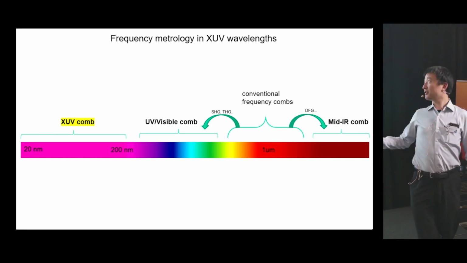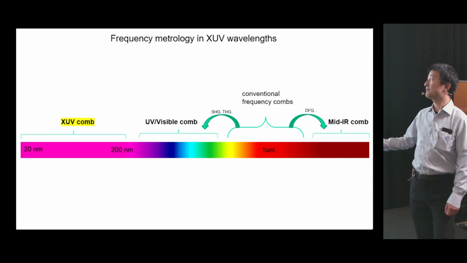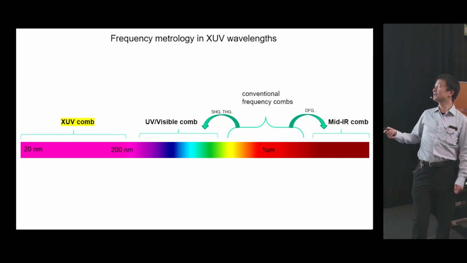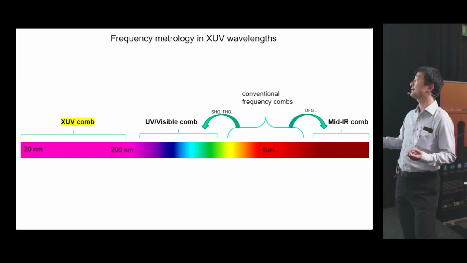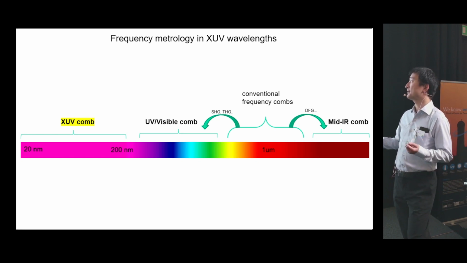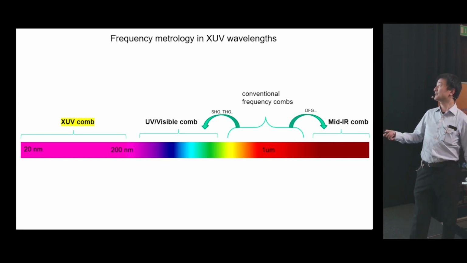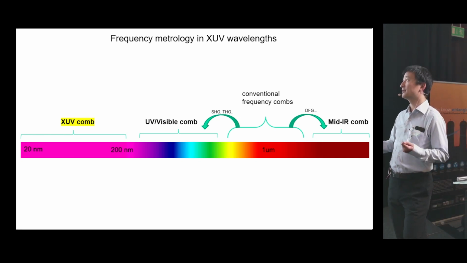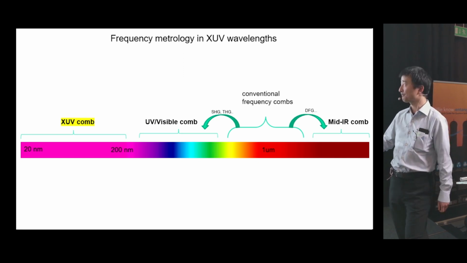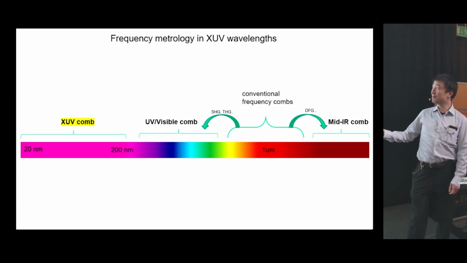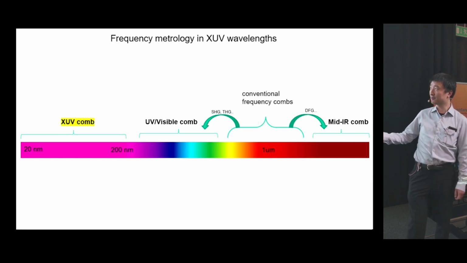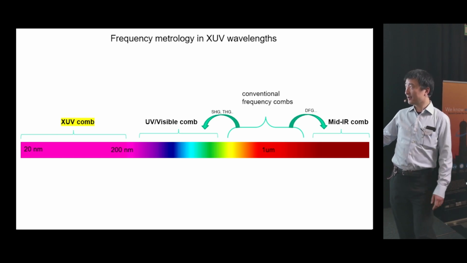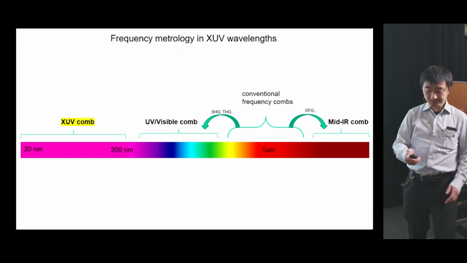However, the extension of these frequency combs into shorter wavelengths below 200 nanometers has been very challenging. This is simply because there's no convenient nonlinear process. There are no convenient solid-based nonlinear crystals that allow us to frequency convert into such shorter wavelengths, simply because no crystals are transparent in these wavelength regions. So this is exactly the wavelength region that we'd like to work at. We call this the extreme ultraviolet region, below 200 nanometers, and usually we work above 20 nanometers.